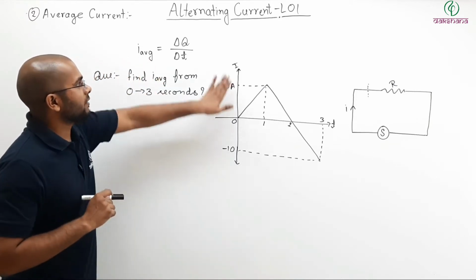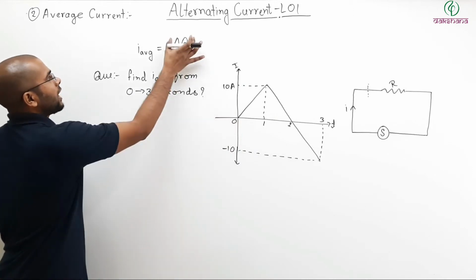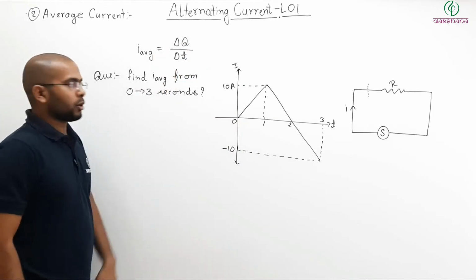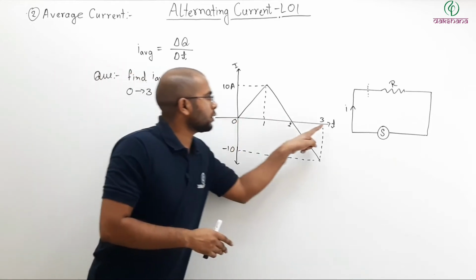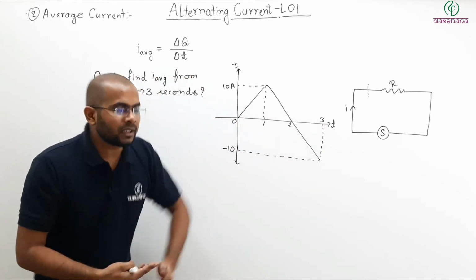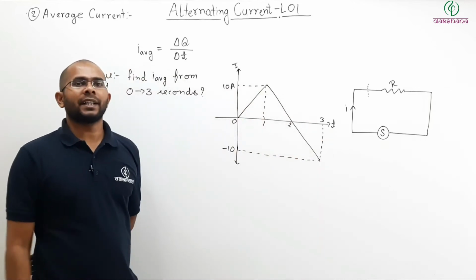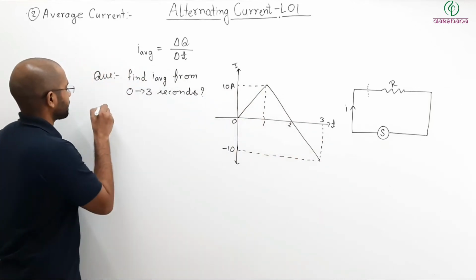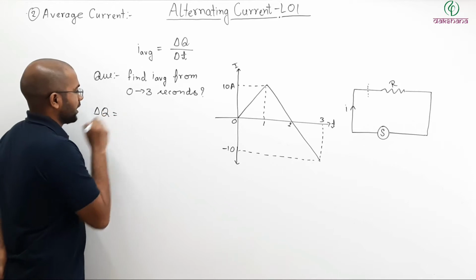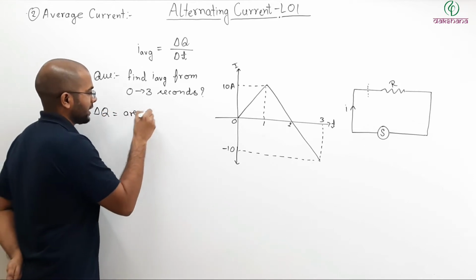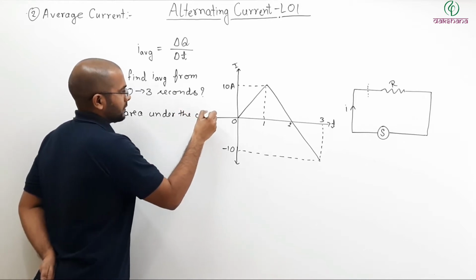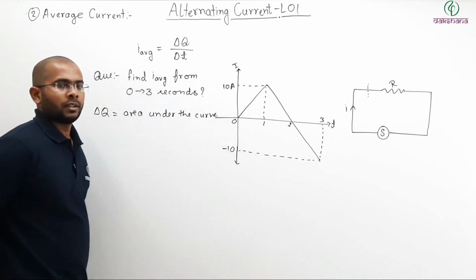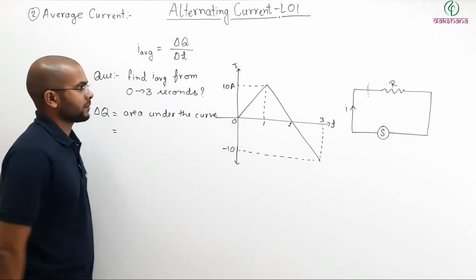So here we have a current versus time graph. What will be the total charge? The total charge flowing through a cross section from 0 to 3 will be nothing but the total area under the I-t curve. So delta Q. What will be delta Q? Delta Q will be the area under the curve. So let us find the area under the curve.